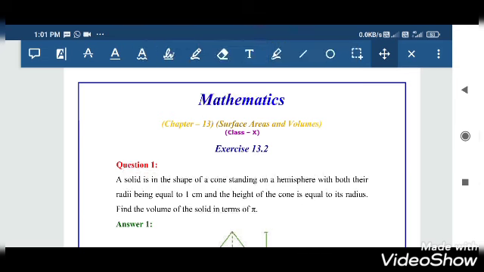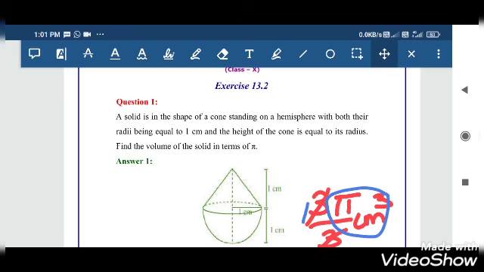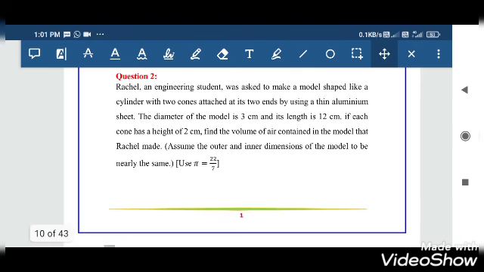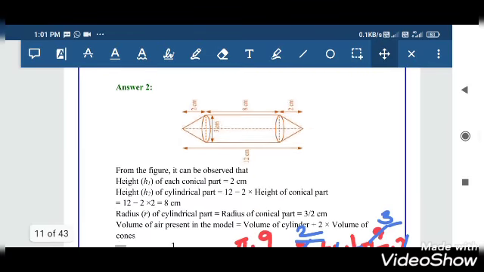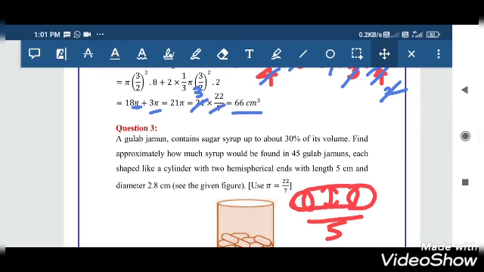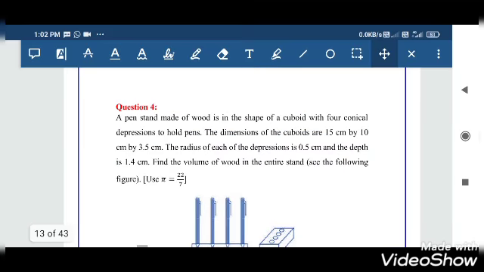Hi students, good morning to everyone. Last class we discussed exercise 13.2, first question combined with hemisphere and cone, and then second question, Rachel is an engineering student, it can be combined with the cylinder and cone at the end of the cylinder. And we need to find out how much sugar syrup is present in the container. It must be 30% of its volume. So last class we discussed this, and now we continue the same exercise with the fourth question.